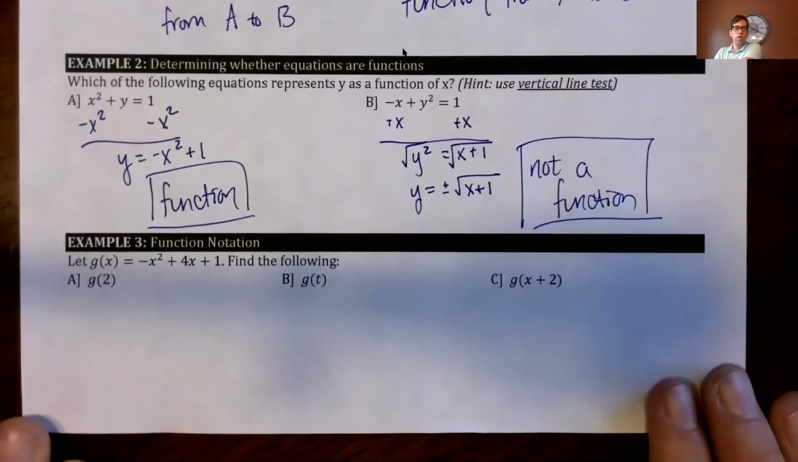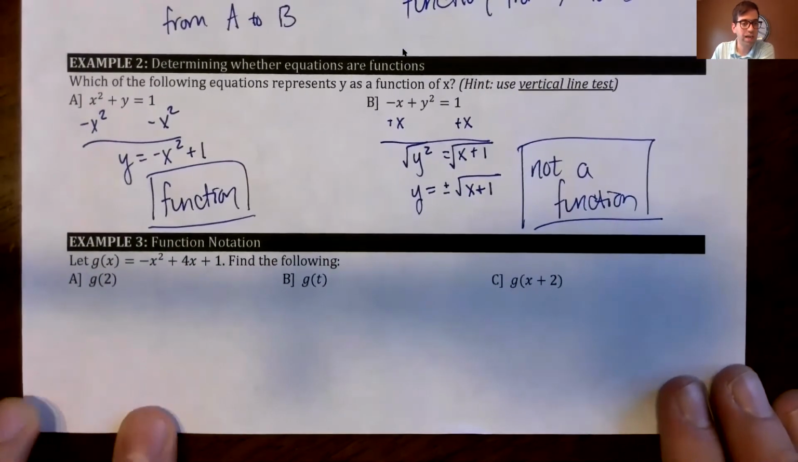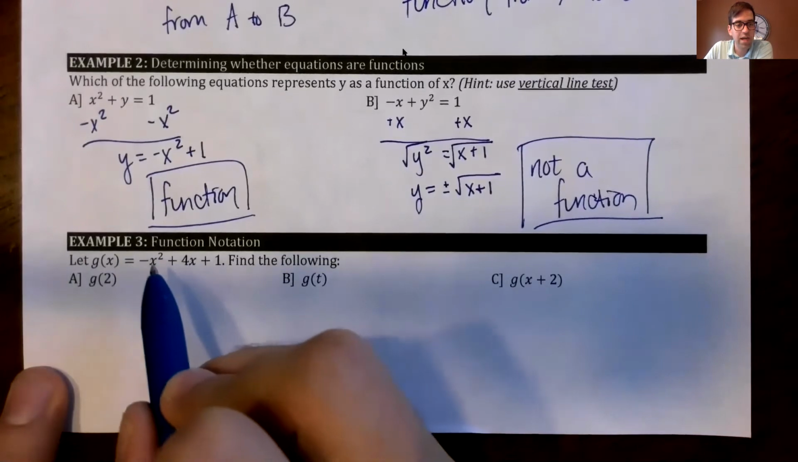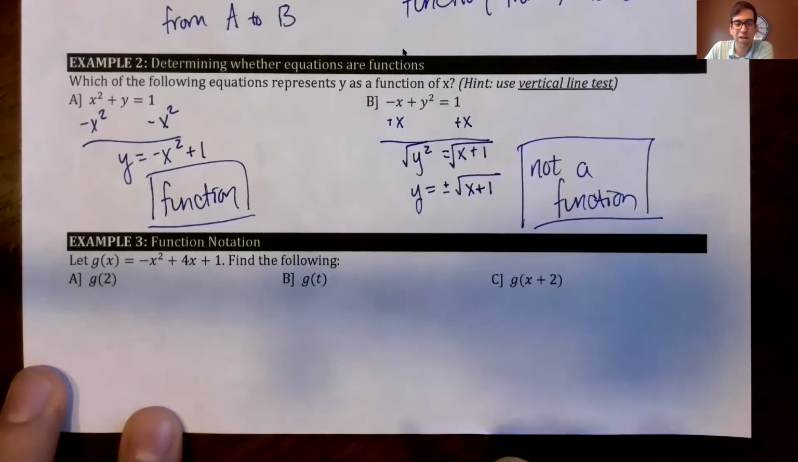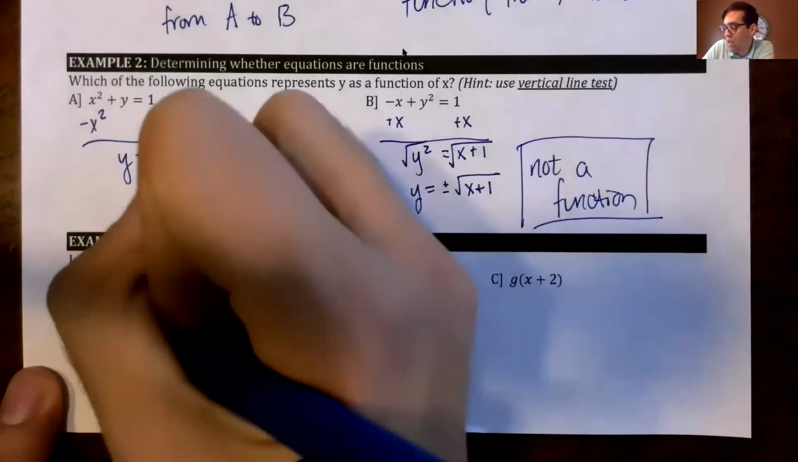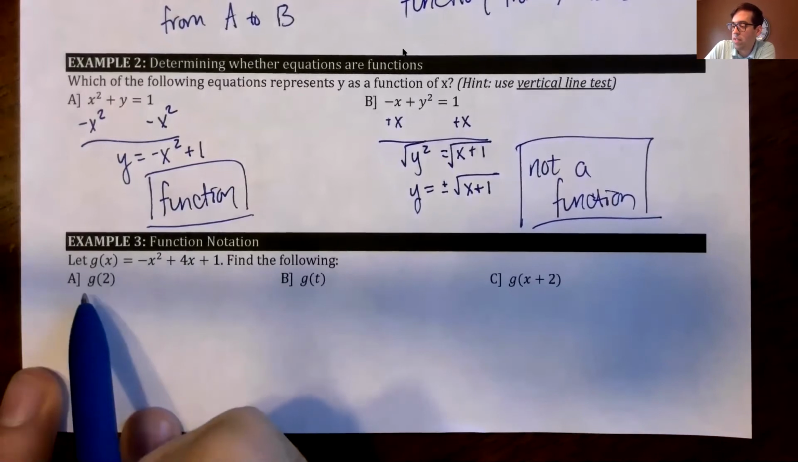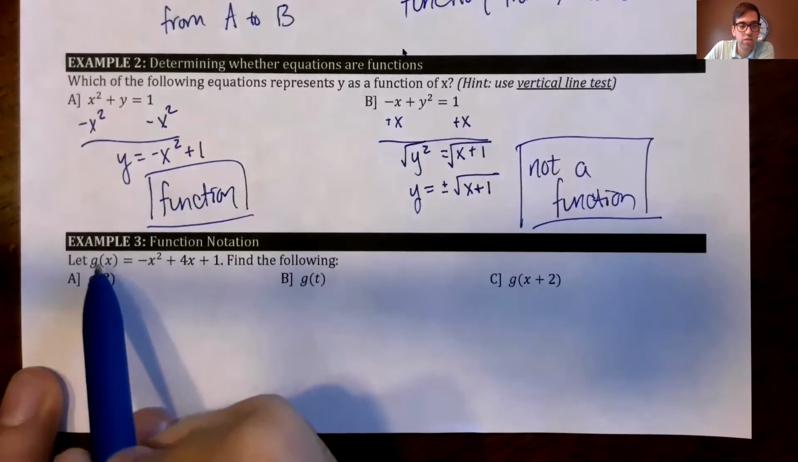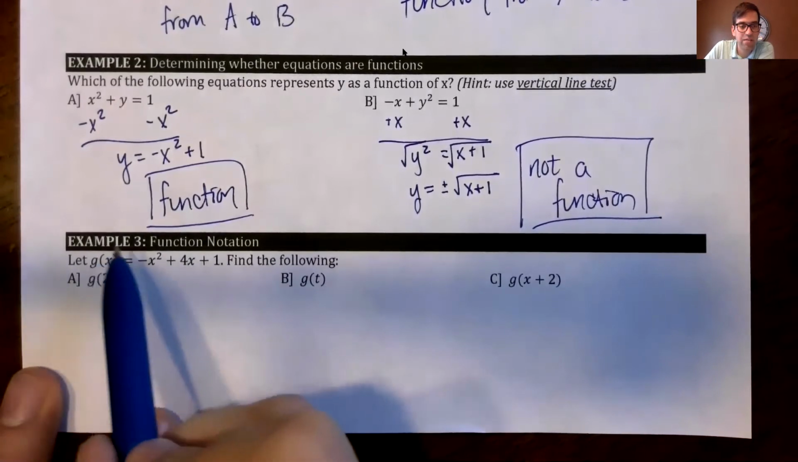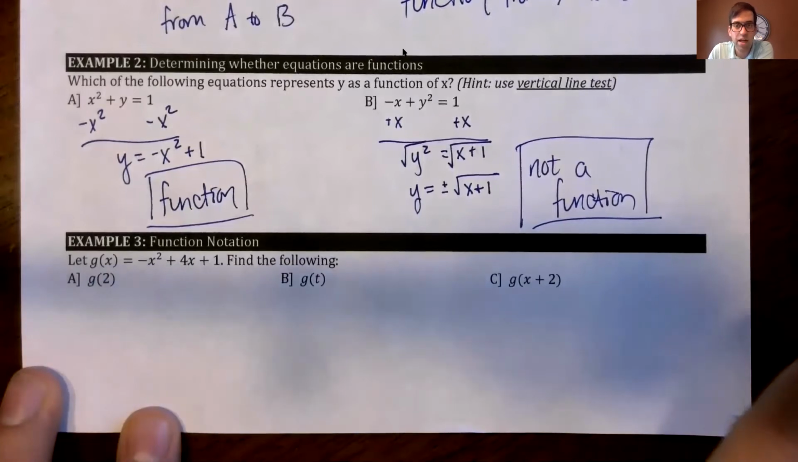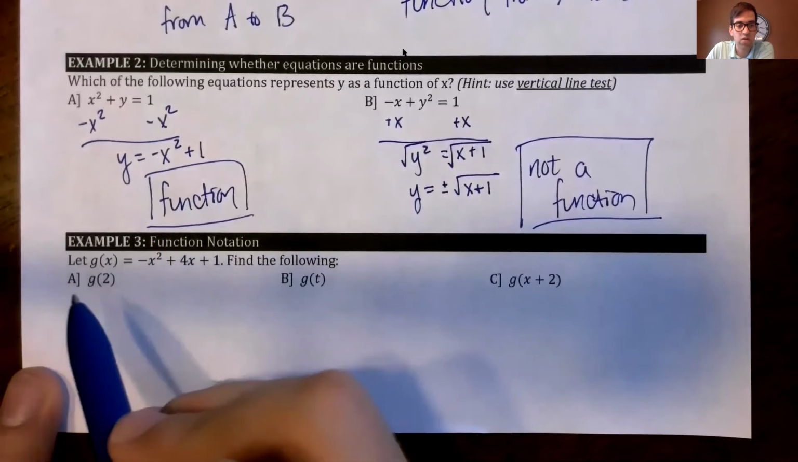That takes us to an intro to function notation. If g of x equals negative x squared plus 4x plus 1, we want to find the following. So for g of 2, and it's important to know, right? This may be common sense for some of you, but g of 2 does not mean g times 2. G of x doesn't mean g times x, even though that notation also means multiply in another context. This is actually talking about g of x, or g of 2.